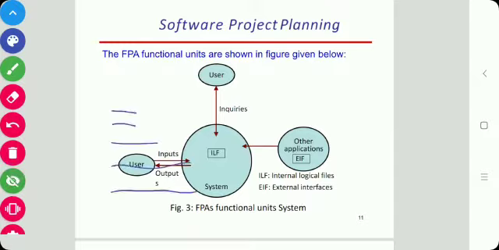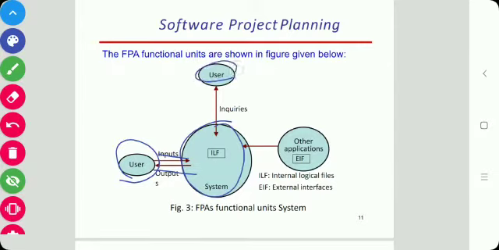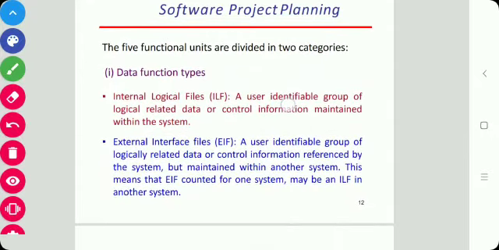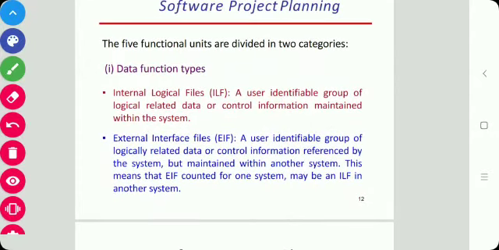This is the diagram for the FPA functional units. This is the user, which gives inputs and gets the output from the system. This is the system. Another user inquires the system and gets the response, so this arrow is bidirectional. This is the other application, which consists of EIF, and this consists of ILF. According to this diagram, the 5 functional units are divided into 2 categories: data function types and transactional function types.